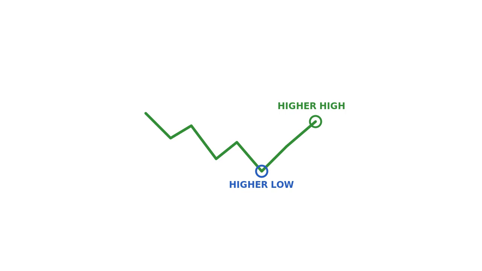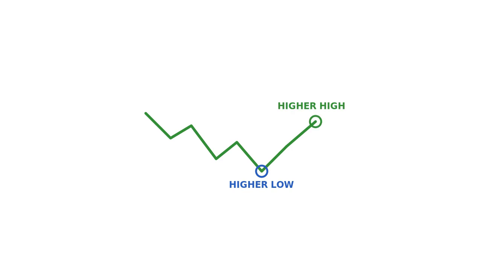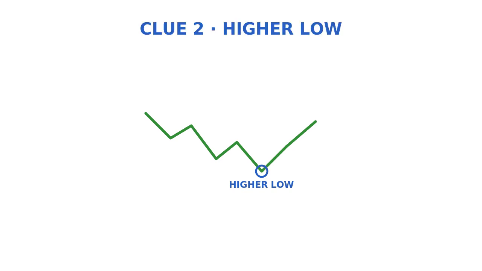Clue 2, and this is the big one. A higher low forms. For the first time in the whole decline, the price drops but stops and turns up before reaching its previous low. Think about what that means. The sellers, who had won every single round, just failed to push it to a new bottom. Their grip is slipping. A higher low is the heartbeat returning.